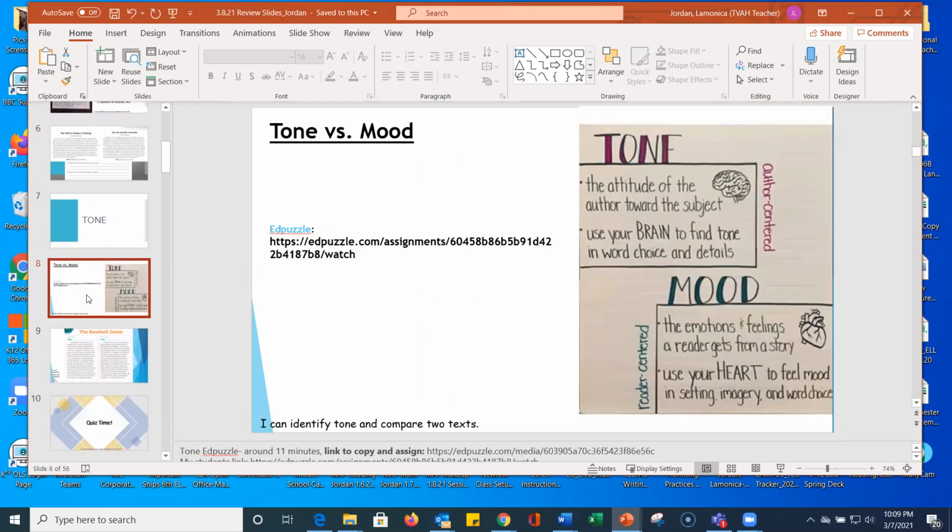Tone is the attitude of the author toward the subject. Use your brain to find the tone in word choice and details. Mood is the emotions and feelings a reader gets from a story. Use your heart to feel mood and setting and imagery and word choice. All right, we have an Edpuzzle right here.